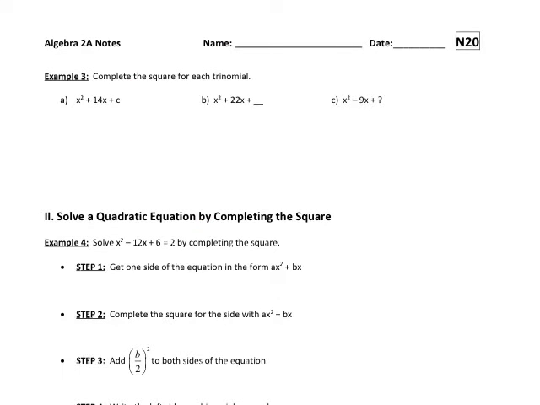Example number 3. We have 3 problems here. Let's take a look at A first. It says complete the square for each trinomial. So we're going to use those steps that we just did, and we're going to practice doing this. So we're going to take half of 14. 1/2 of 14 equals 7. And then we square 7, and that's 49. And so therefore we have x squared plus 14x plus 49.